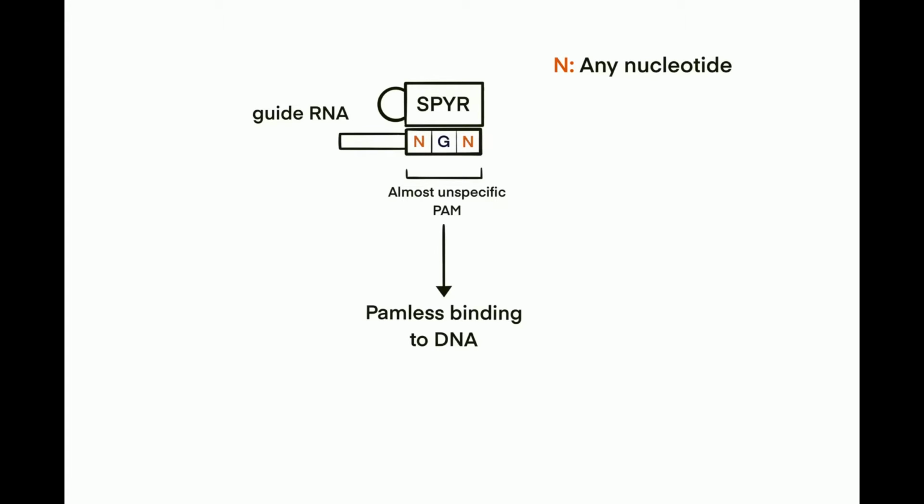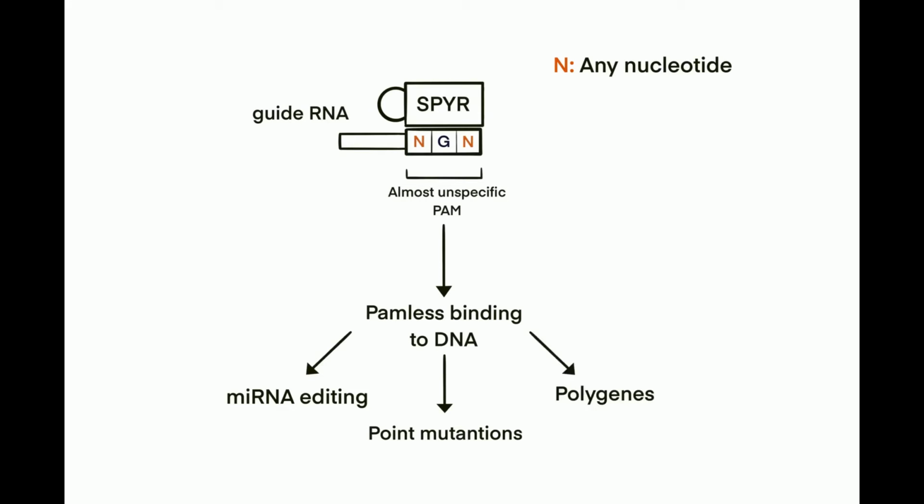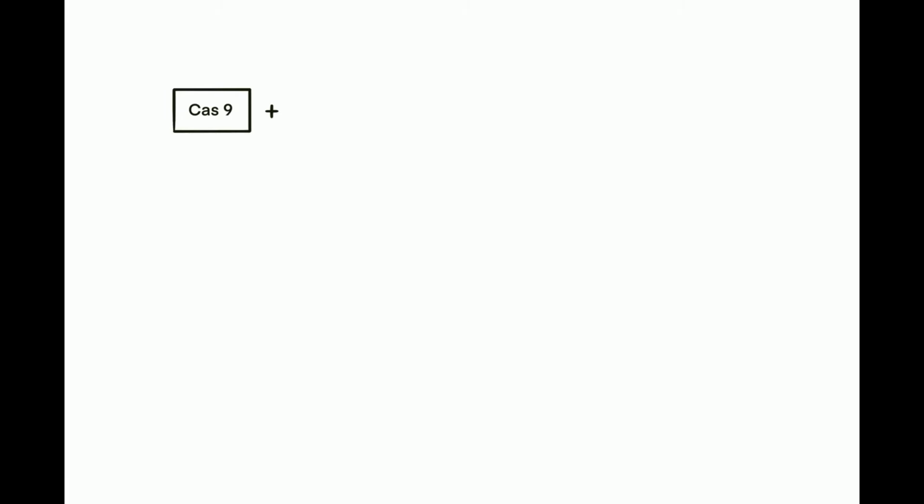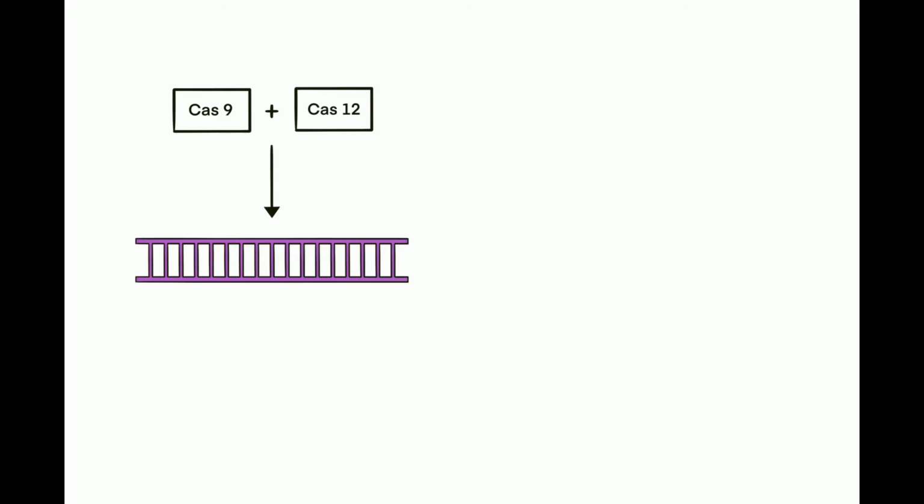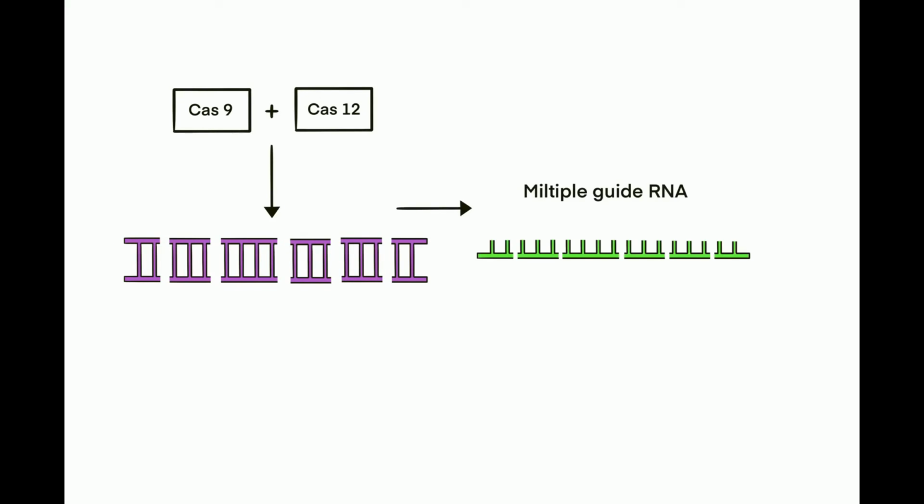It allows us to edit microRNA, create point mutants, and access polygenes easily to edit multiple genes at the same time. The second one is a tool called Chimera, which is composed of Cas9 and Cas12a. The enzyme Cas12a can generate multiple guide RNA molecules for Cas9, allowing us to edit the genome at multiple locations. It can be used in finding the function of individual exons and paralog genes.